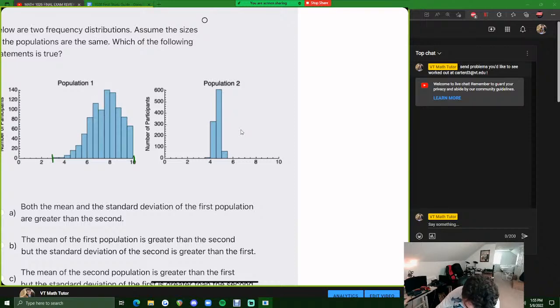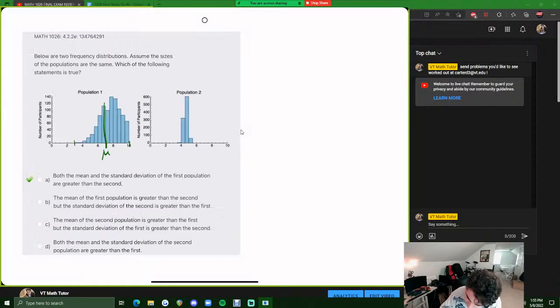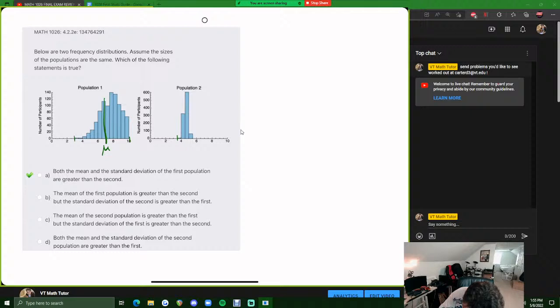So this is where the mean should be over here. And then naturally, if this is like here to here, then the mean's probably where that max, that high bar is, right? So about here. So the mean here is at about 7, and then the mean here is at about 5.